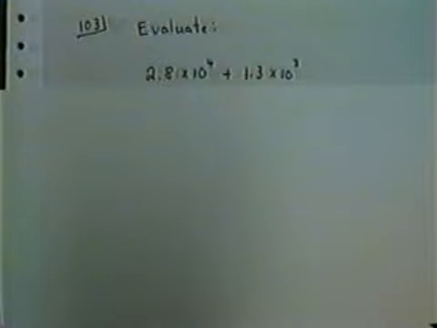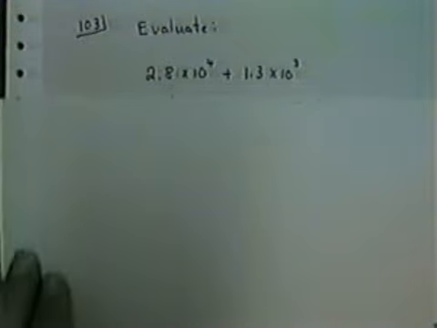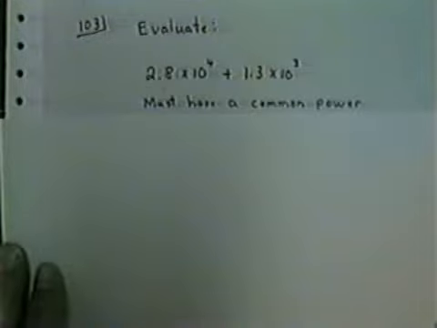Now the 10 to the 4th and the 10 cubed would be the powers. They cannot be added unless they have common powers. One can only add things that are alike. So I need to get them to common powers. Now what I'm going to do is to express both of them having the larger power. So I'm going to get both of them to 10 to the 4th.